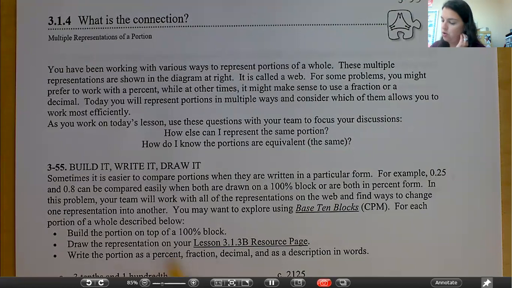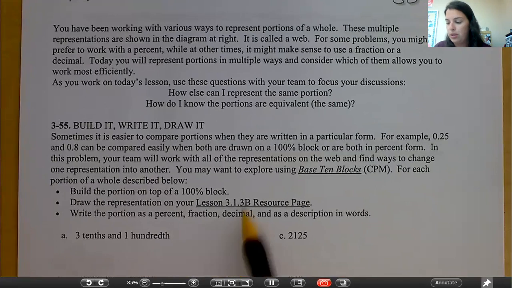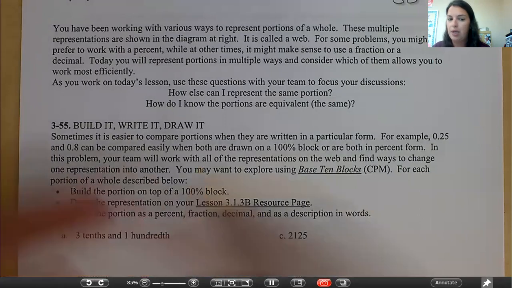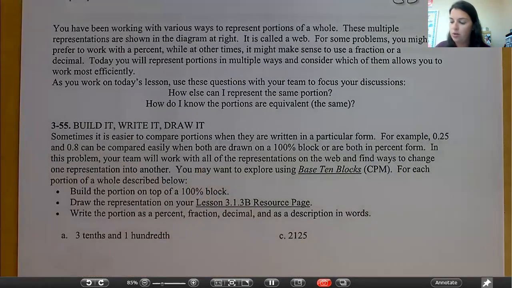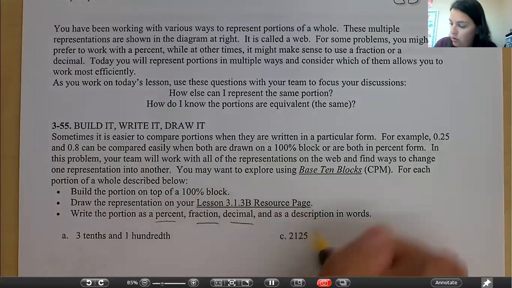For each portion of a whole described, build the portion on top of a 100% block, draw the representation on your 313B resource page, and write the portion as a percent, fraction, decimal, and as a description in words. So this is a piggyback off what we did yesterday. On your 313 resource page, which is what we used yesterday, it says 100% block at the top, and it has 12 100% blocks. You're going to take that back out, and you are going to do the write it, draw it, say it, build it idea. So percent, fraction, decimal, description.